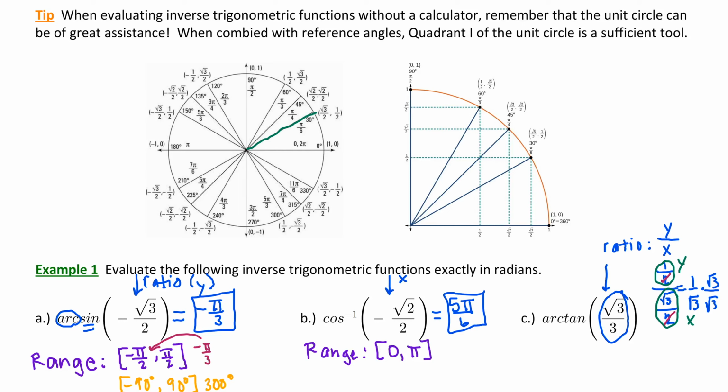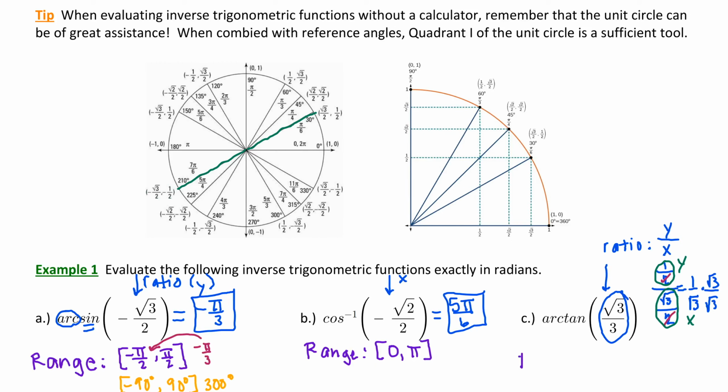There is, however, one more candidate on the unit circle whose tangent value is square root of 3 over 3. You know what I'm thinking here? 7 pi over 6, right? Negative 1/2 divided by negative square root of 3 over 2 would also give me square root of 3 over 3. So we have two candidates, but only one answer.